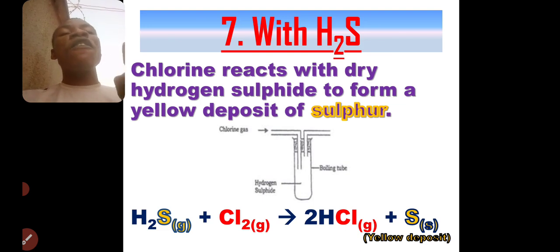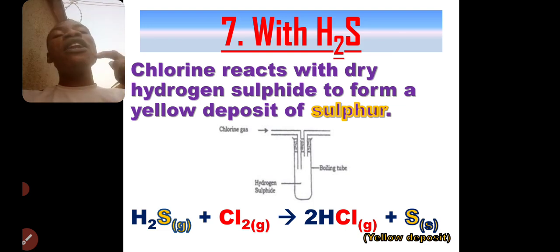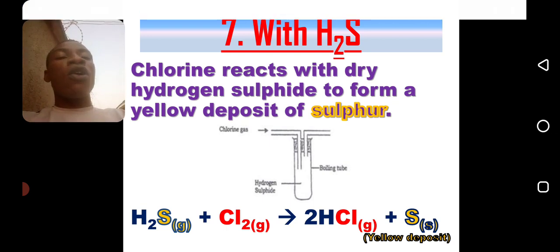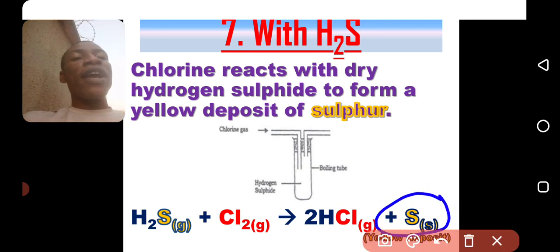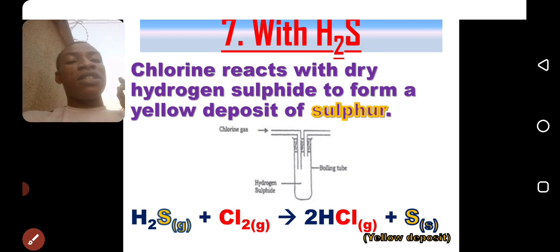With hydrogen sulphide, when chlorine reacts with hydrogen sulphide, it displaces the sulphur. So there will be a yellow deposit of sulphur when chlorine reacts with hydrogen sulphide.